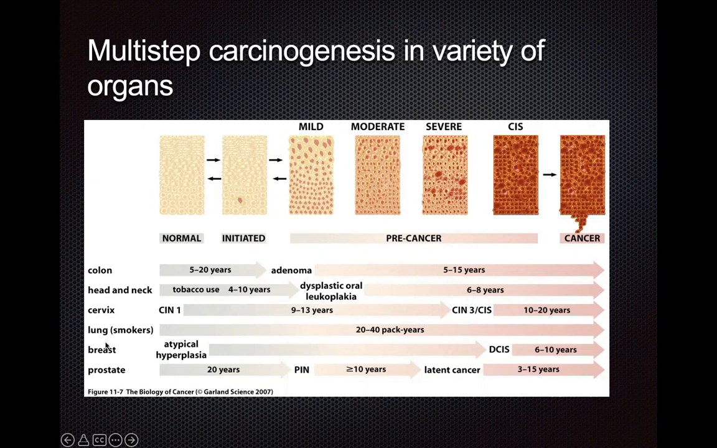For example, in breast cancer, atypical hyperplasia exists in normal patients, and then it takes more than 6 to 10 years to become DCIS. In prostate cancer, it takes 20 years to become a precancerous lesion.